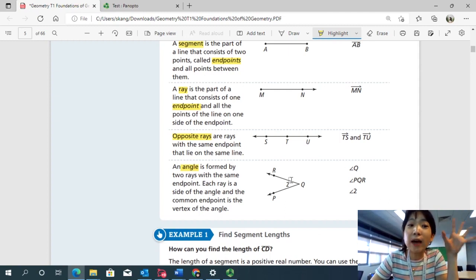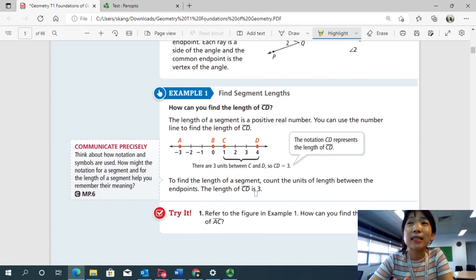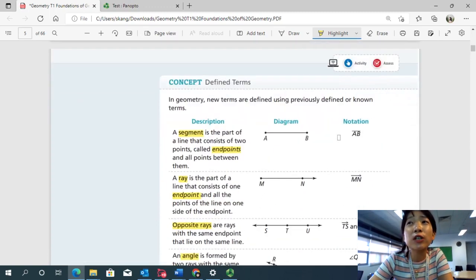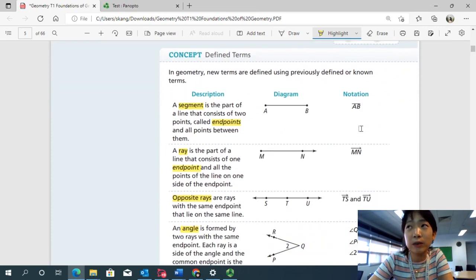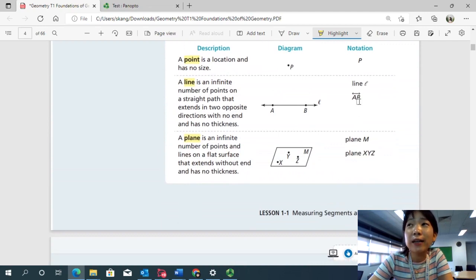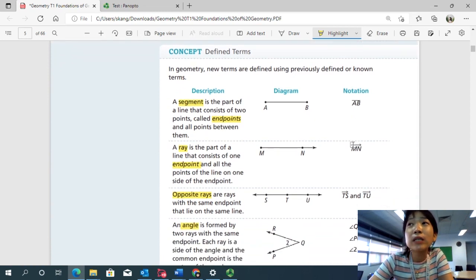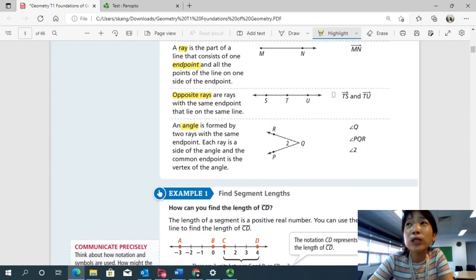Example 1, the very first example of the foundation of geometry. Find segment lengths. How can you find the length of segment CD? Okay, this notation is a line notation. So make sure you're used to some notation. Oh, it's a line segment, I'm sorry. If you have 2 arrows on top, that's a line. If you don't have an arrow, that's a line segment. If you only have 1 arrow, that means your endpoint starts from M and your ray goes towards the other point N.